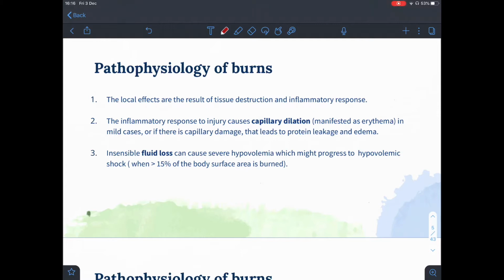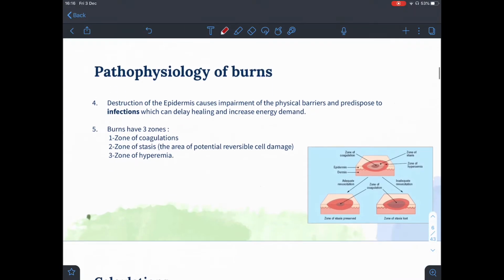And then also insensible fluid loss can cause severe hypovolemia, which might progress to hypovolemic shock. هذه في البرنز اللي تتخطى 15% من body surface area. راح نشوف كيف نحسبها بعدين. تمام. So the destruction of the epidermis اللي هي أول layer تكلمنا عنها causes impairment of the physical barriers and predisposes to infection. infection هذه كيف تأثر على البرن؟ It can delay the healing وراح تزيد الانرجي demand على الجسم.